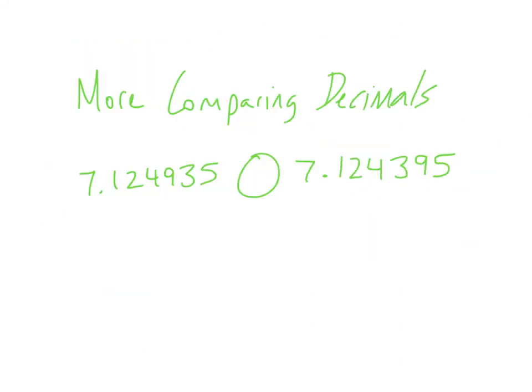One quick last little problem, guys. Just more comparing decimals. These are both positives. Just want to make sure we're good on comparing decimals. So we always start to the left. The whole part of both of these is 7, right? So let's move on. 1's, same. 2's, same. 4's, the same. Then we get to a 9 and a 3 in the 1, 2, 3, 4th decimal place, or the 10th, 100th, 1000th, 10,000th. That says 10,000, I promise.